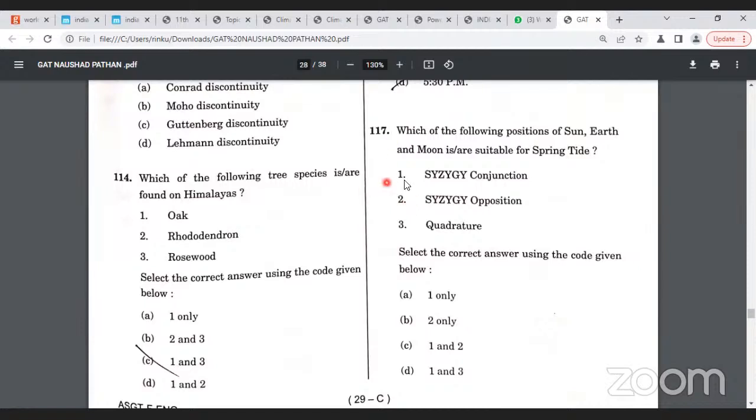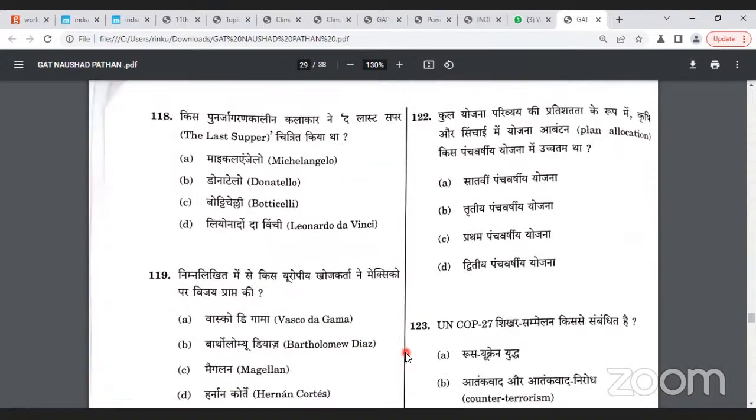So the option here would be 1 and 2 would be correct. Both syzygy conjunction and opposition would work. Option C. Okay, 117, option C.